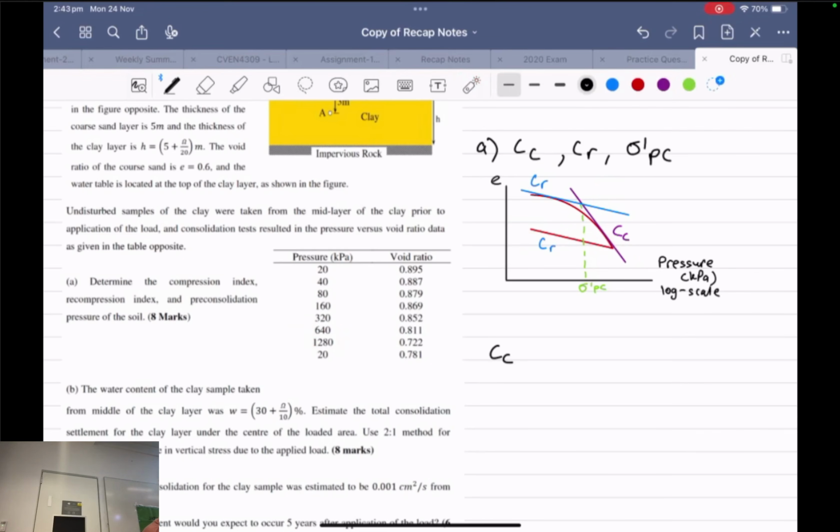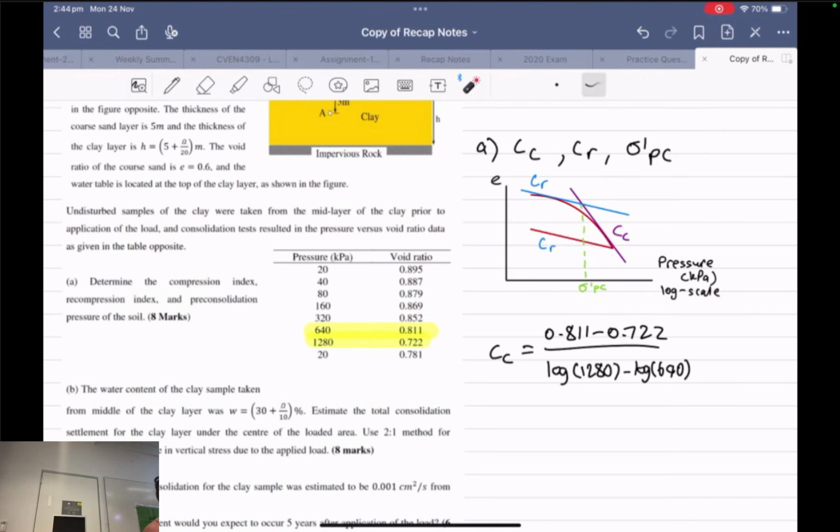So CC is equal to, using these 2 lines of data, 0.811 minus 0.722 divided by, remember for pressure, we don't use these values directly, we have to use log of the pressure because the x-axis is a log scale. So do log 1280 minus log 640. Alright.